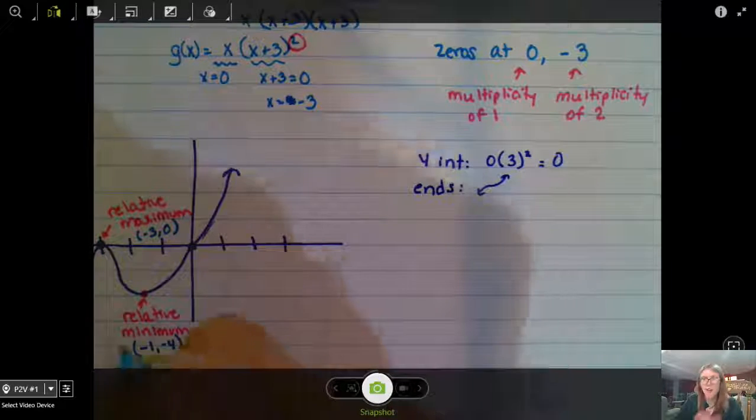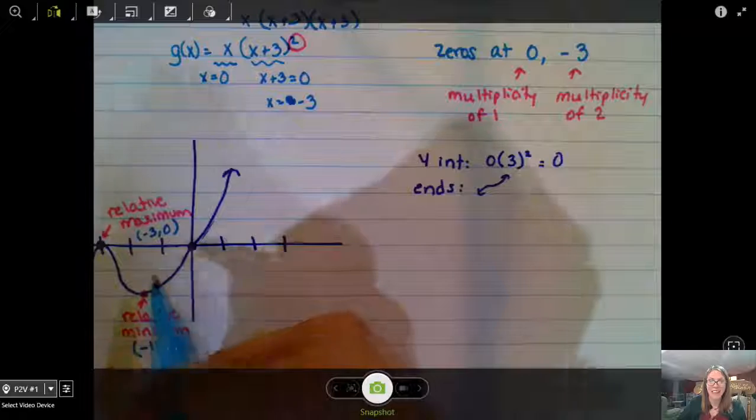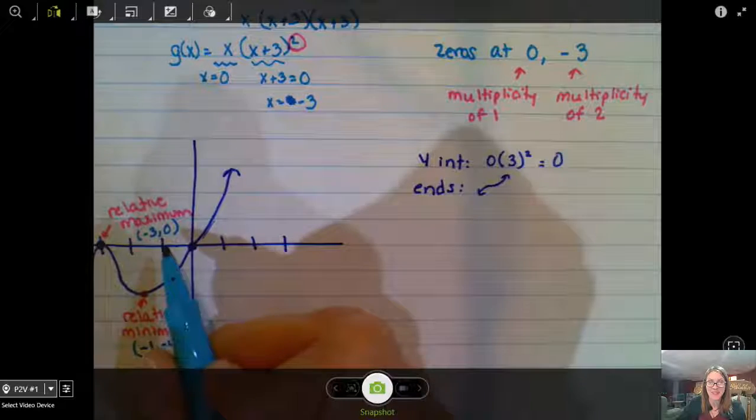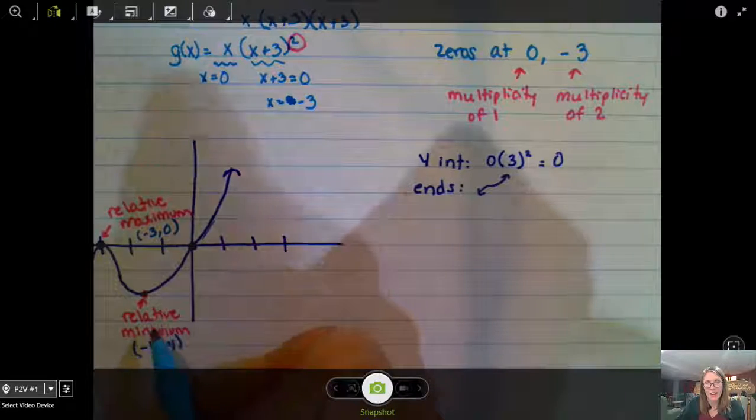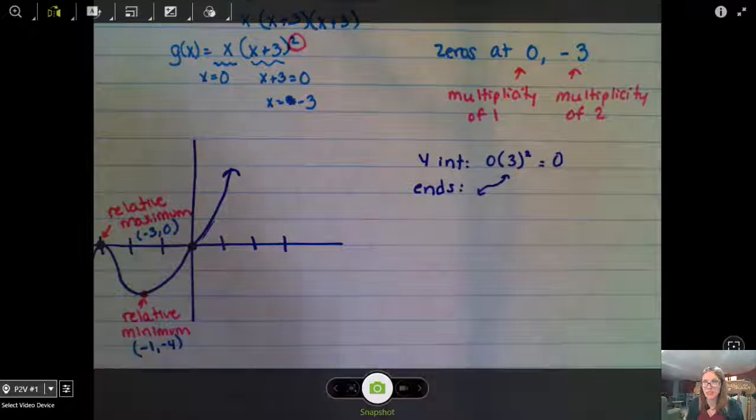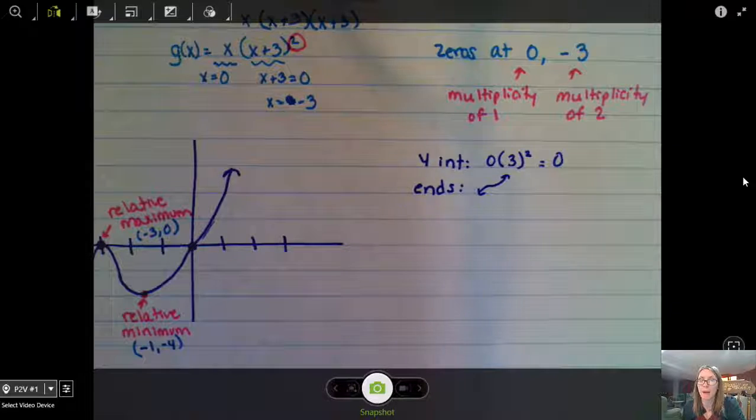And again, our sketch, this doesn't line up perfectly, so this relative minimum really should be -1, -4, somewhere here. But again, it's just a loose sketch. It gives me an idea of what this graph really looks like without having to have my graphing calculator.